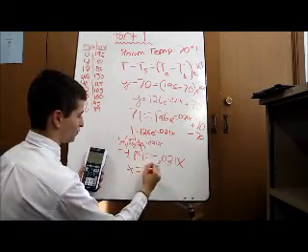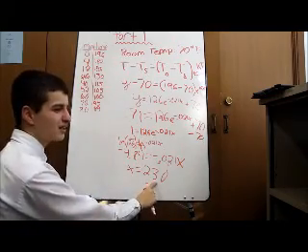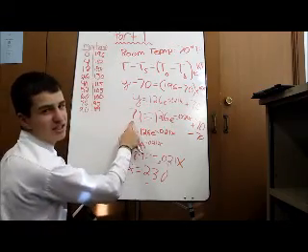x equals 230, about, approximate. So that means 230 minutes later, the hot water will be 71 degrees Fahrenheit.